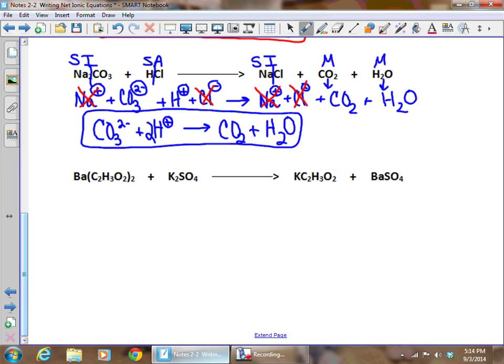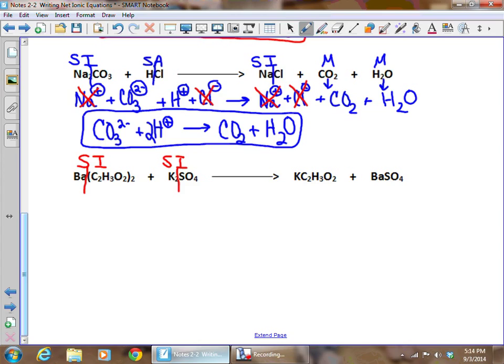For our final reaction, again, try it on your own. We've got ionic. It's got acetate in it, soluble. Acetate's just about as good as nitrate, so that is soluble. It's going to split right here between barium and acetate. Potassium is one of the big four, so this is going to be ionic, soluble. It's going to split between potassium and sulfate.